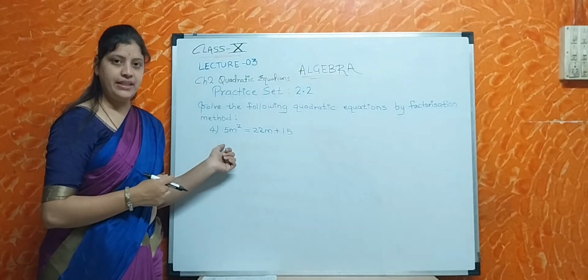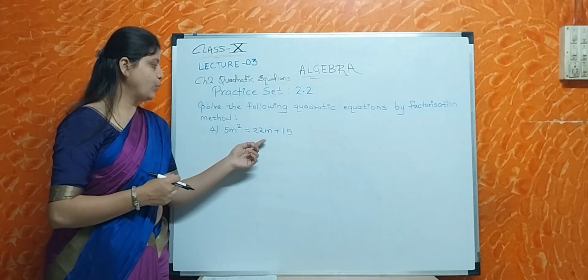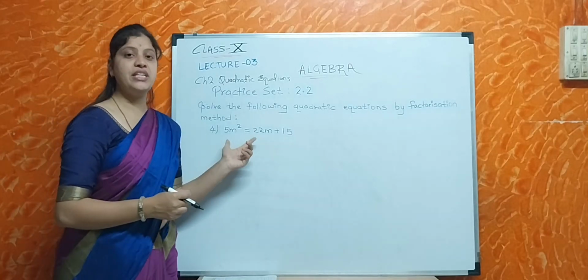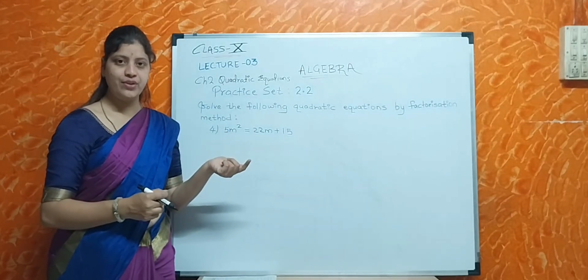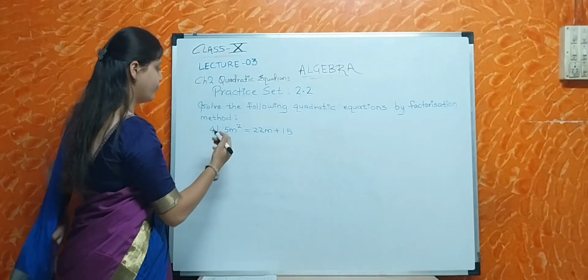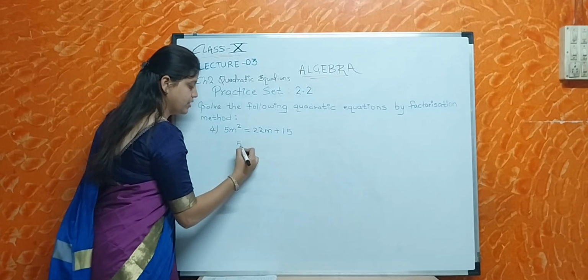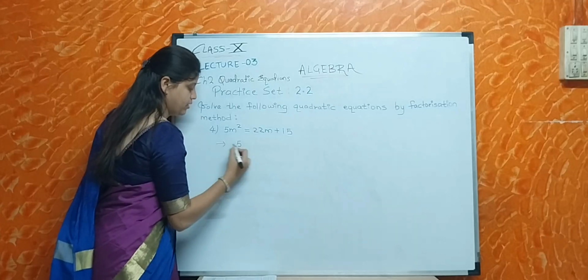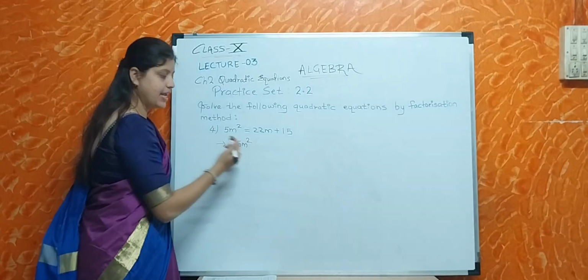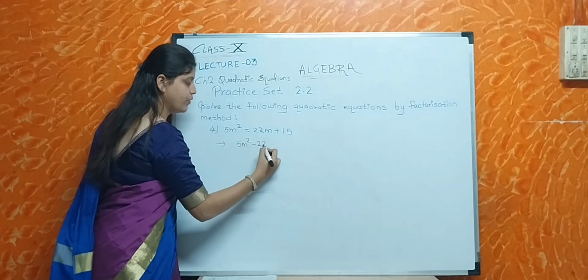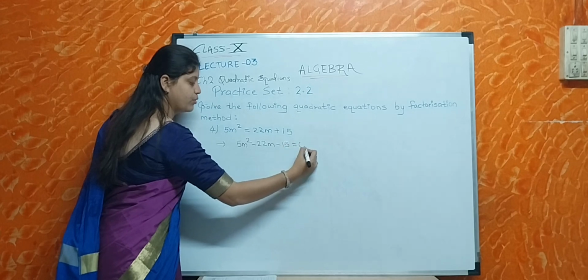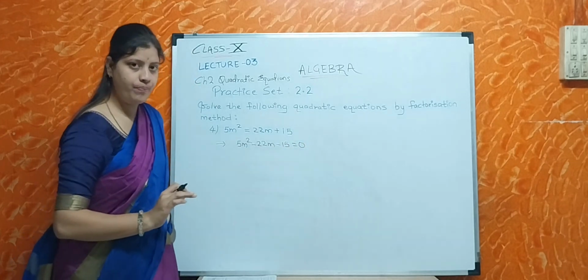We have the equation 5m square is equal to 22m plus 15. But here the problem is this equation is not in the general form of quadratic equation. So first we have to convert it in a general form. To convert this, we will take this 5m square. This 22m we will take this side, so it will become minus 22m, and this plus 15 will become minus 15 is equal to 0. Now this equation is in a general form.